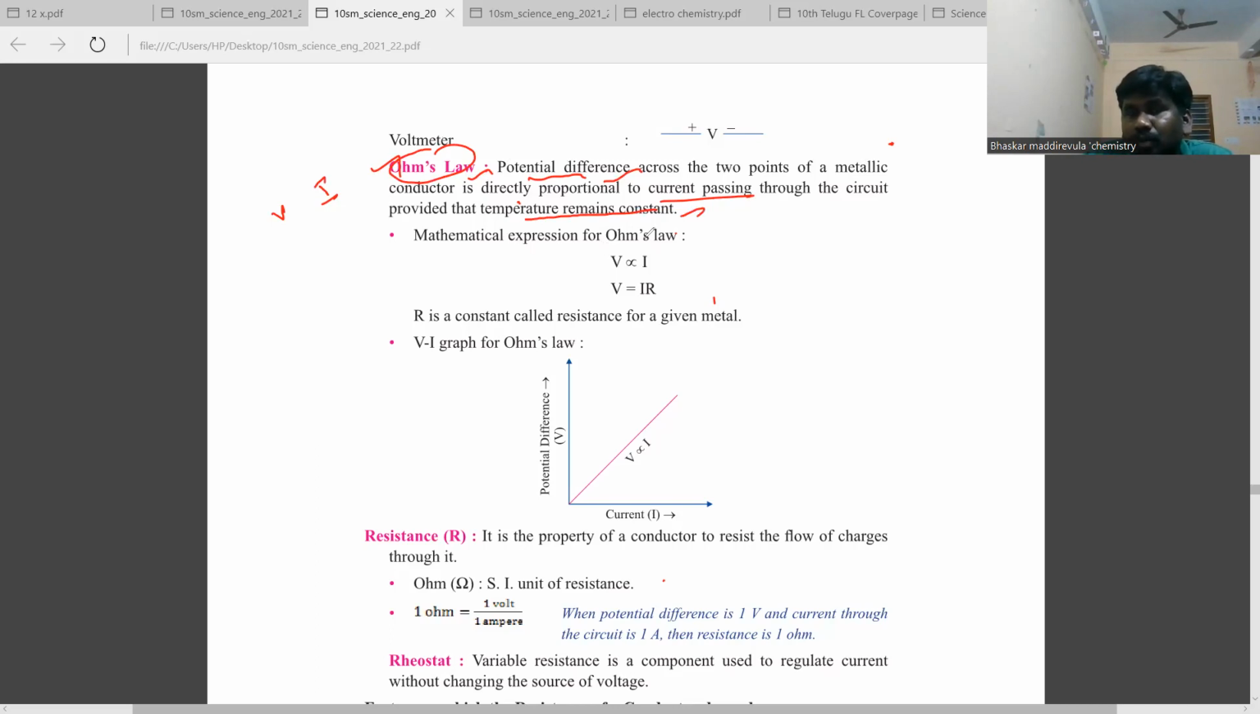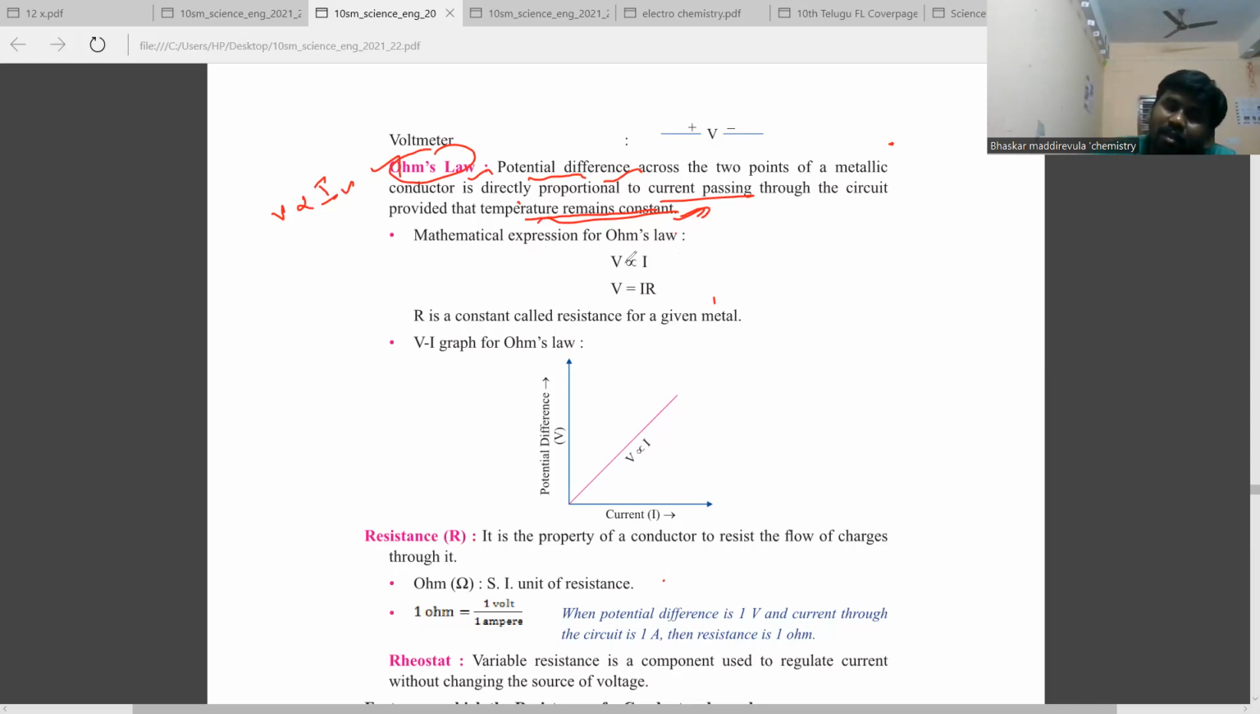Whenever these two are directly proportional at constant temperature, if you raise the temperature, automatically the ratio will change. At constant temperature, the potential difference across two points of the conductor is directly proportional to the current flowing through the circuit.